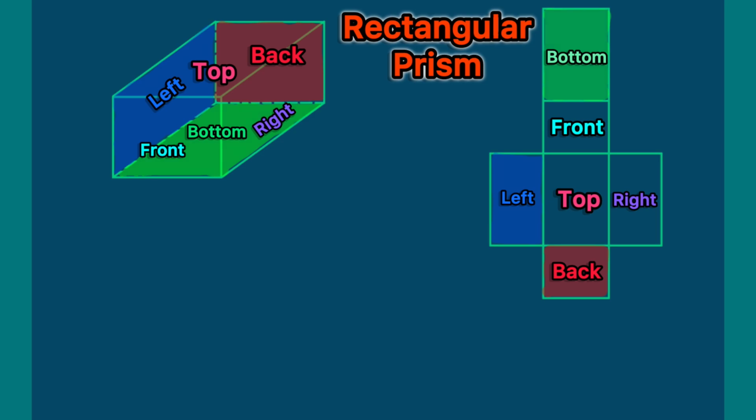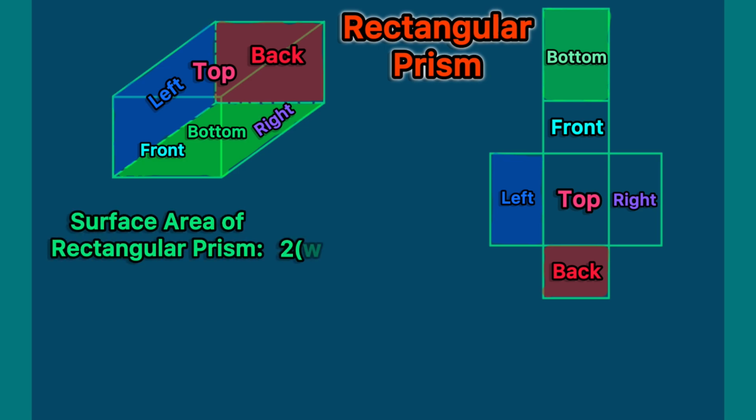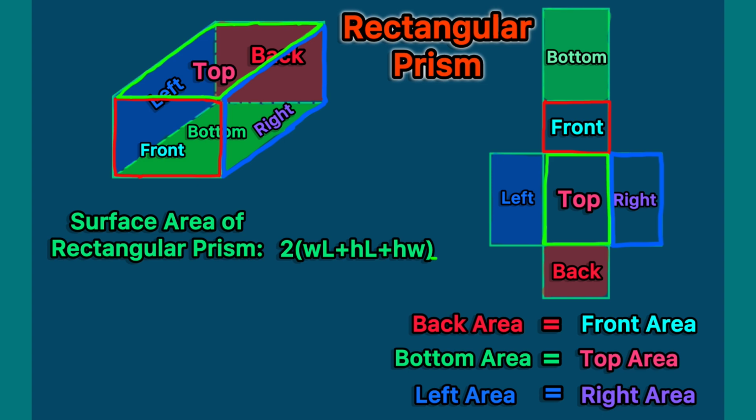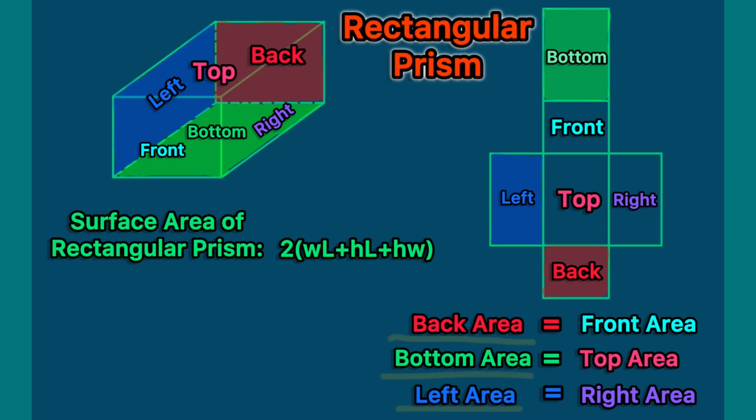The formula for finding the surface area of a rectangular prism is 2 parentheses width times length plus height times length plus height times width. Width times length represents this face's area, height times length represents this face's area, and height times width represents this face's area. Each of these three faces has a corresponding face with the same area. This is why the three faces' areas are multiplied by 2.